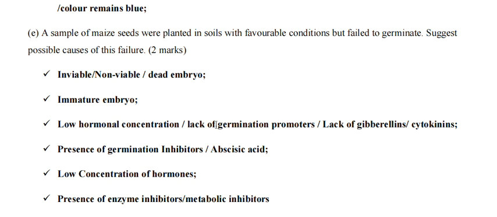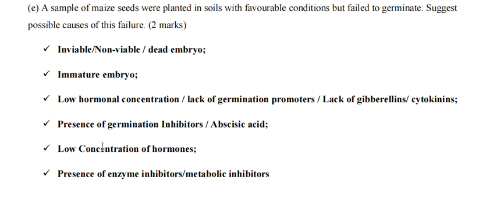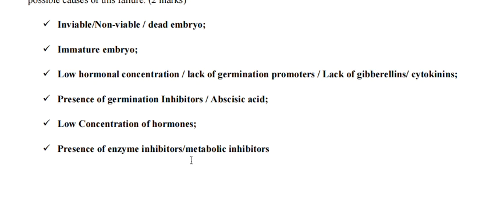Then low hormonal concentration or lack of germination promoters, or lack of gibberellins or cytokinins, which are hormones. Then presence of germination inhibitors, that is mainly abscisic acid. Then low concentration of hormones. Then presence of enzyme inhibitors or metabolic inhibitors.